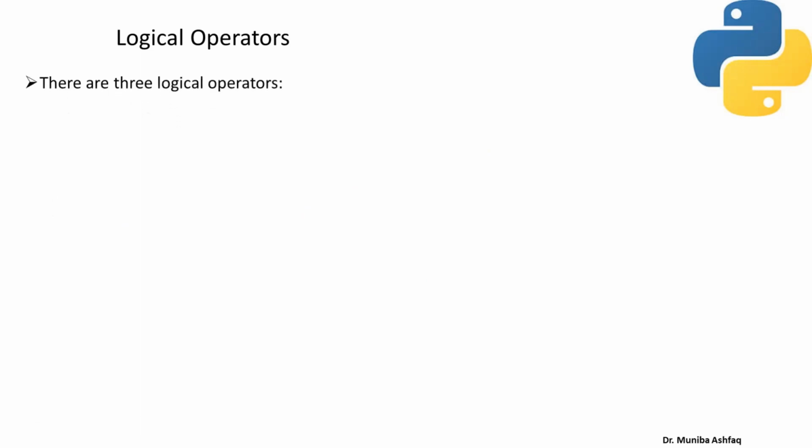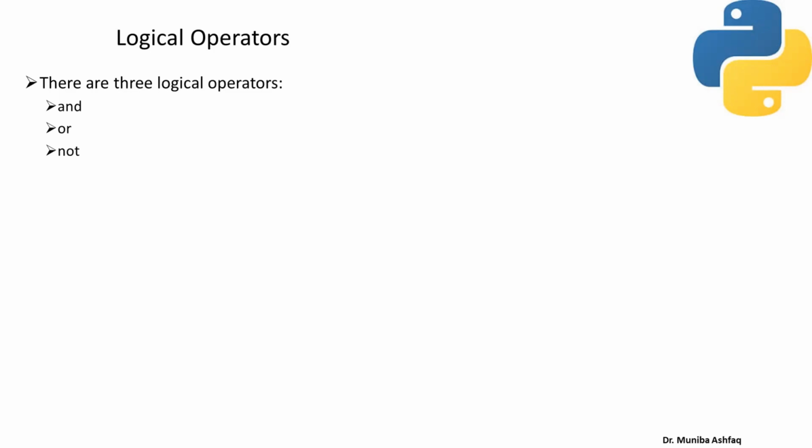Logical operators. There are three logical operators: and, or, not. Logical operators are used to check the logic between the operands, and mostly we check the logic between two Boolean expressions, or even more than that, depending on the situation and the problem you have. Now we will talk about and, or, and not.